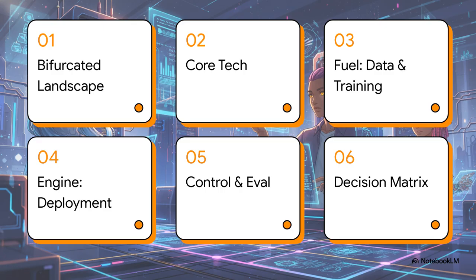Here's the blueprint for our workshop today. We'll cover the 2026 bifurcated landscape, the core layer of code, frameworks and models, the fuel layer of data, pipelines and training, the engine of deployment and cloud, control via orchestration and evaluation, and finally, the decision matrix.